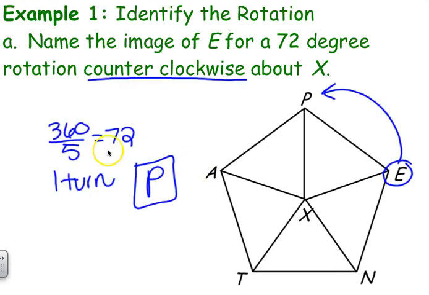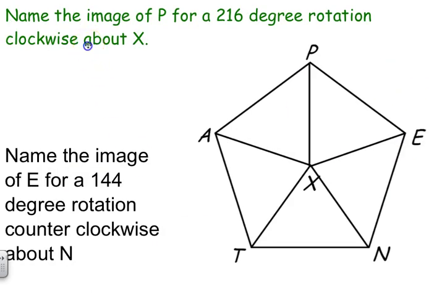First off, you had to do 360 divided by the number of sides, which was 5 for a pentagon, and get 72. So if it wanted you to go 72, that was 1 turn. And then since we were going clockwise, kind of think about this way in your head. And so E would go to P. Okay? All right.